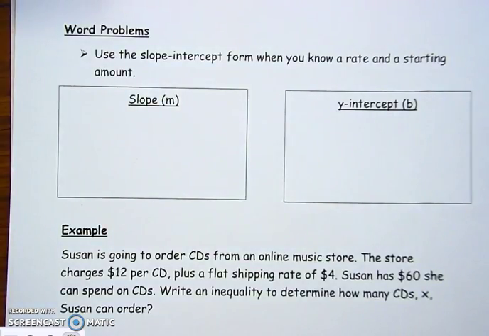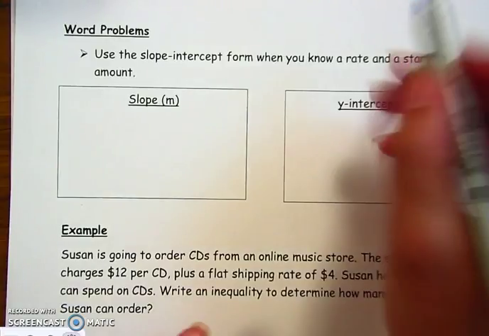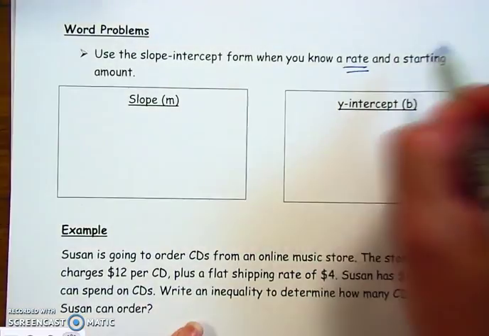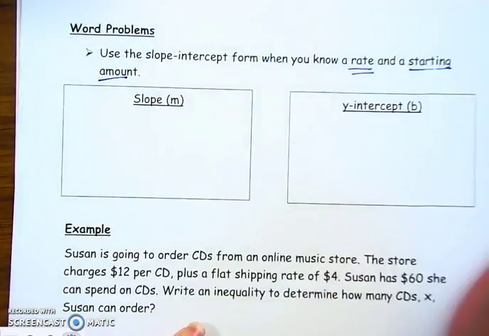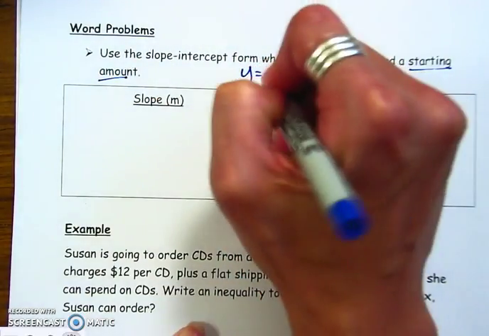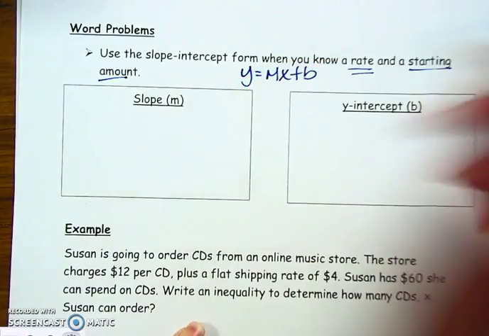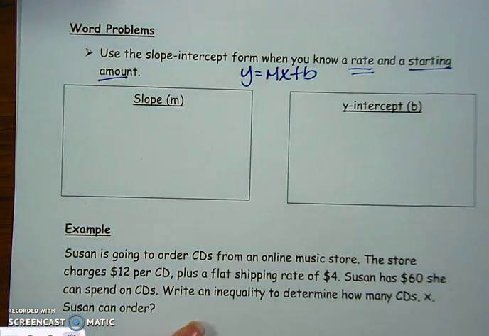In our last example, we are talking about using the slope-intercept formula when solving word problems. And it tells you that you want to use this formula when they give you a rate and a starting amount. So we're looking at the slope-intercept formula, and we need to talk about what the parts mean.